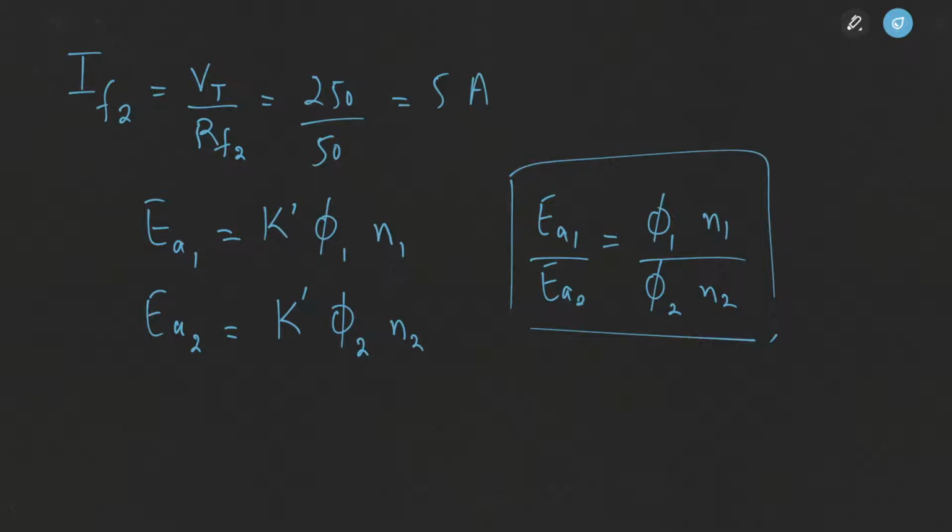Since we have been told that the armature current is constant, EA, which is equal to VT minus IA RA, will still remain the same. That means EA1 and EA2 will be equal for the same armature current.